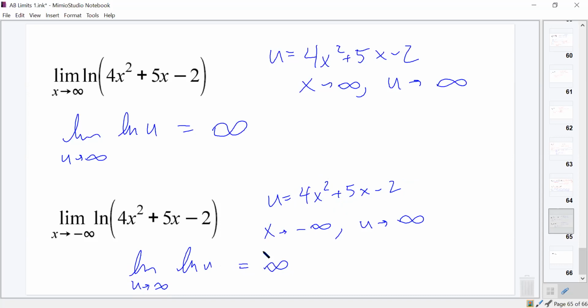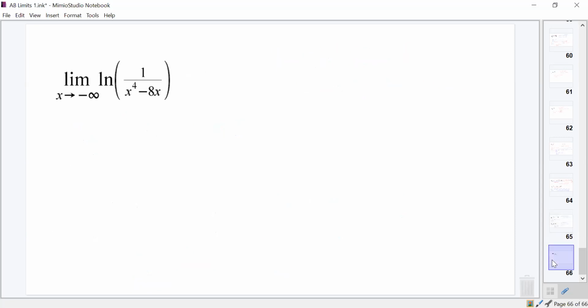Any questions or issues with that? All right, let's do another one. The limit as x approaches negative infinity of the natural log of 1 over x to the 4th minus 8x. Let's get rid of everything inside that natural log. u equals 1 over x to the 4th minus 8x.